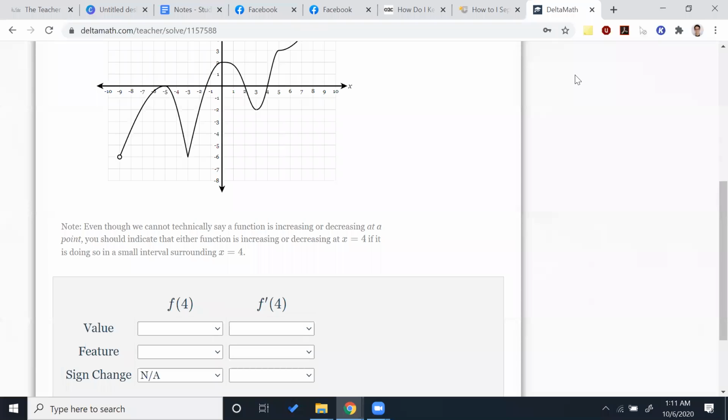Record again. All right, so you're given the graph of f prime. They're asking about f prime of 4 and f of 4. Okay, let's take a look.